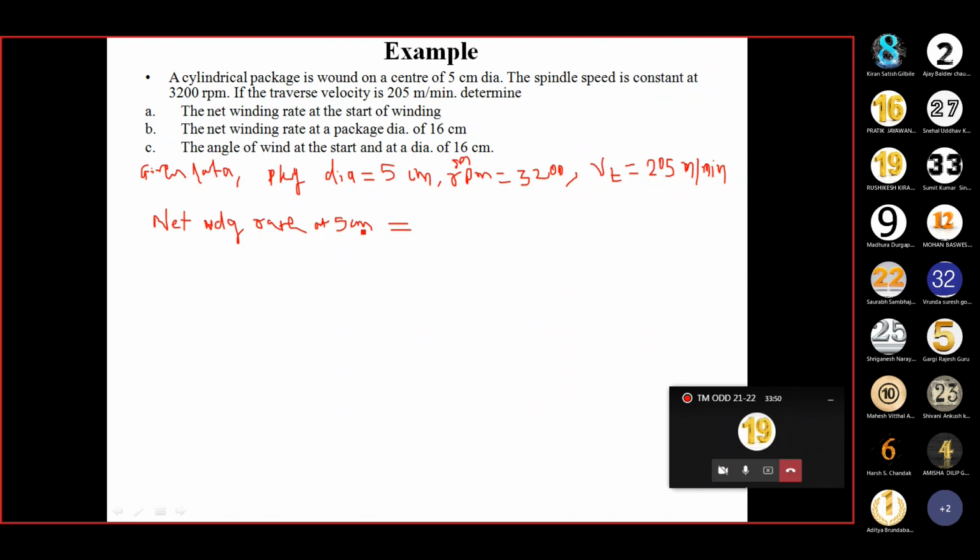Net winding rate at 5 centimeter dia. So what will the formula tell me? Just now we have seen the formula. Net winding rate, Vt upon sin theta. Very simple. Vt upon sin theta. So here the question is we have to calculate the theta. Vt we know, but we don't know sin theta. We don't know sin theta means we don't know theta. It means first of all, you have to calculate this theta, and this theta is nothing but the angle of bowing.